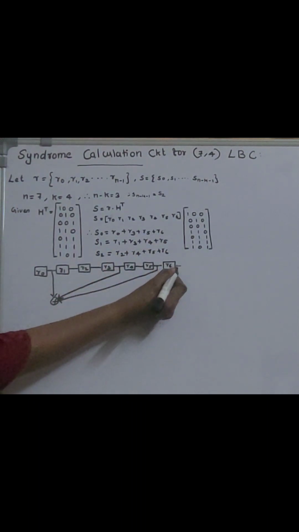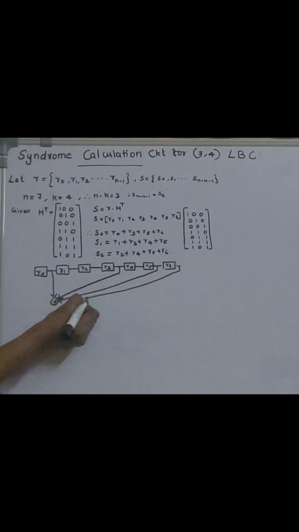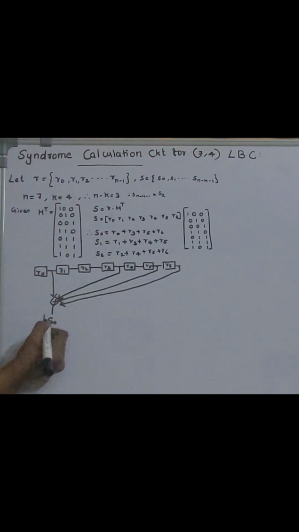R5 plus we have R6. So this is how we get syndrome S0. Okay, this is S0. Then we want to find S1.